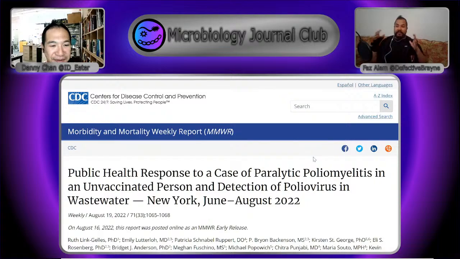Yeah, so this is looking at a case of polio in June 2022, where a young adult with a 5-day history of low-grade fever, neck stiffness, back and abdominal pain was hospitalized with what they call acute flaccid myelitis. So they had extreme muscle weakness. They did some tests and found that they were positive for polio. Yes, and specifically, it's a vaccine-derived poliovirus strain is what they titled it.